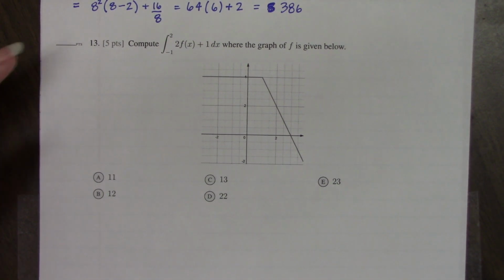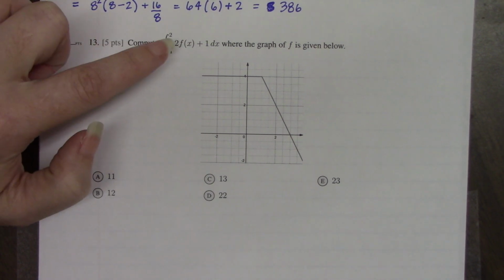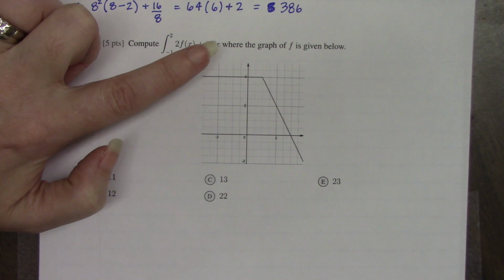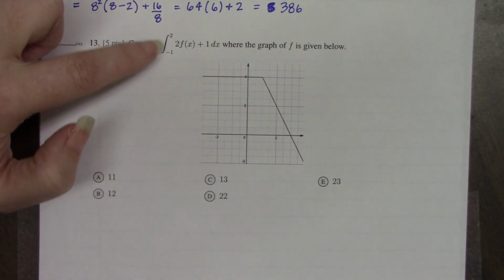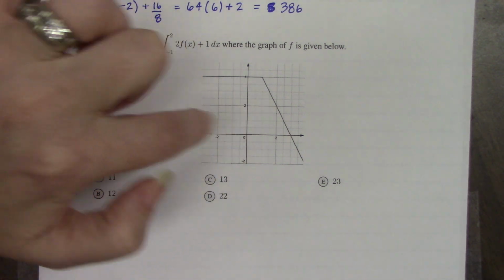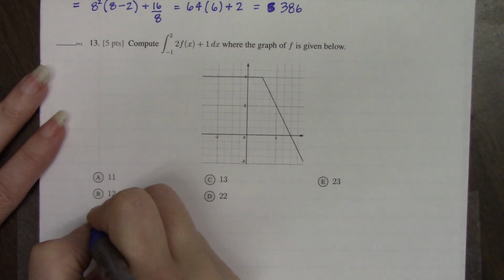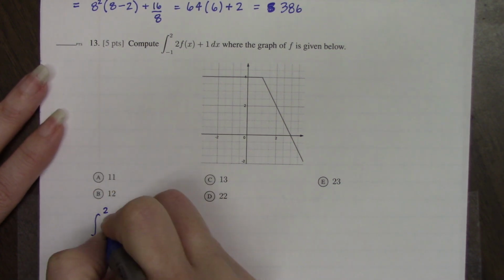All right, so for number 2, they want you to compute the definite integral from -1 to 2 of 2 times f of x plus 1 dx, where the graph of just f is given below. So you can't just look from -1 to 2 and do shape area on here to get the answer. So we need to do a little bit of manipulation on this. So let's start with what we were given.